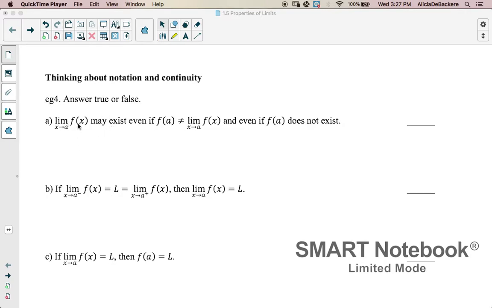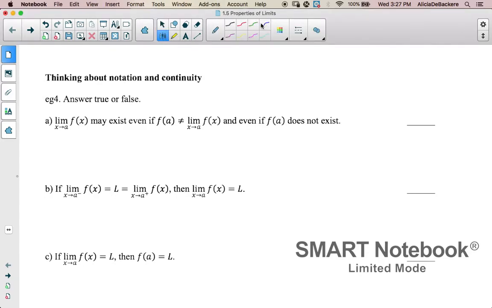So the first one says the limit of f of x as x approaches a may exist even if f at a doesn't equal the limit, or even if f at a does not exist. So this statement, hopefully you figured out, is a true statement. And how do I know? Well, this first one here, where there was a value for f at a, but it's not the same as the limit, that's the same as example 2 from lesson 1.4. And then the second part here that says, okay, the limit can exist even if the value doesn't exist at all, that's the same as example 3, part D.